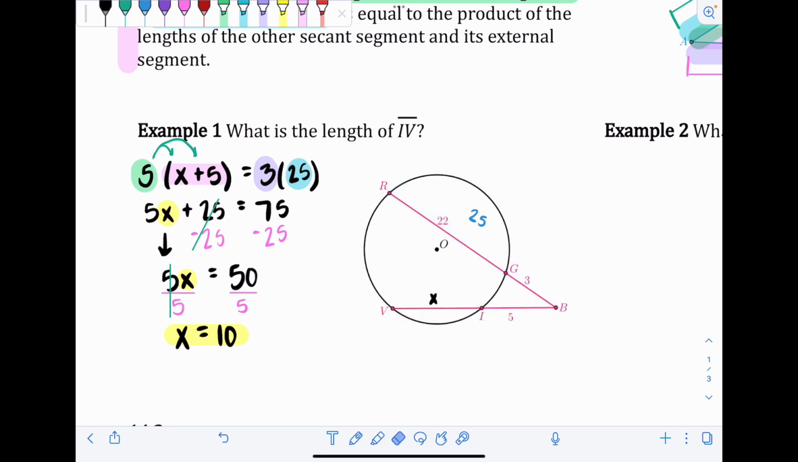So the length of IV is... oh wait, no, hold on. I was thinking we had to find BV. That's cool. Okay, so we're done pretty much. We're just going to write our final answer. I was thinking it asks us for the length of the entire segment, but it just asks us for IV, which is that portion that we labeled with X. So I'm going to write my final answer as segment IV is 10.